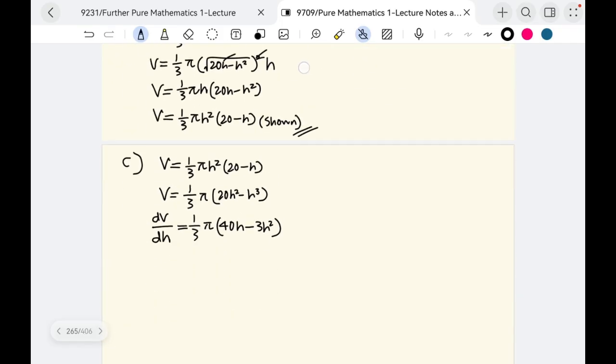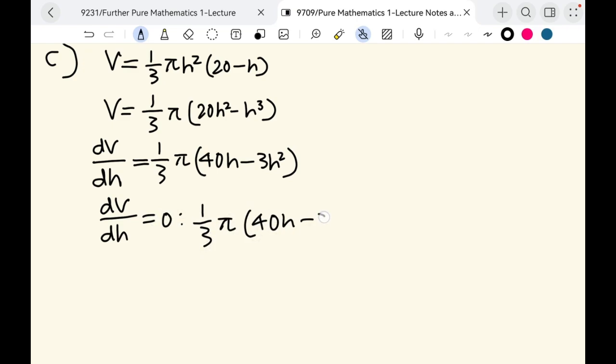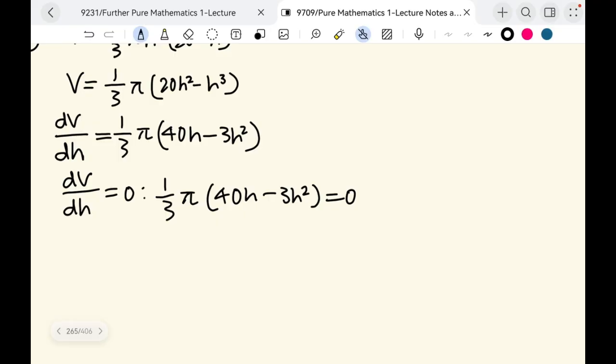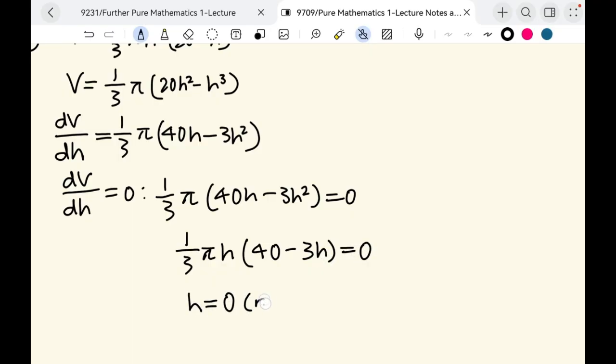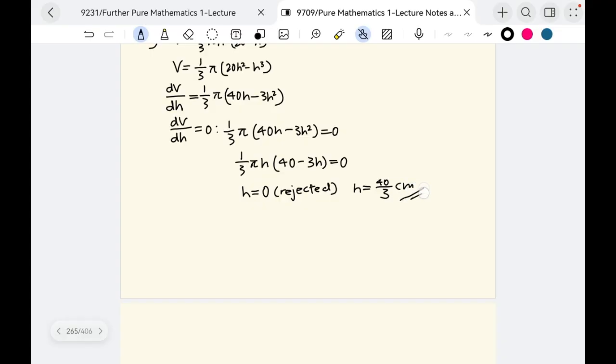Okay, and what's next? Equate dV/dH to 0, which gives 1/3 of (40H minus 3H squared) equal to 0. Then you factorize H again: H(40 minus 3H). H is equal to 0 is impossible, so rejected. The other is 40 over 3. This is possible for the H value. So the answer for the H value is 40 over 3 cm.